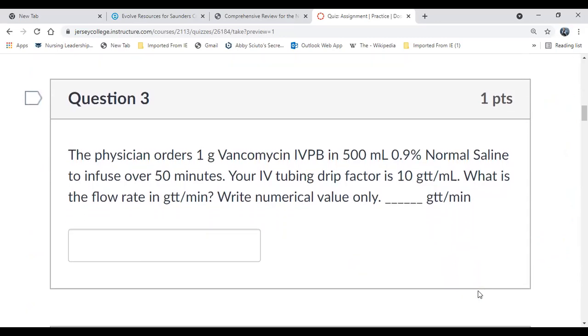So again, look at what your question is asking you. Our question is asking us for the flow rate in drops per minute. For flow rate in drops per minute, you need three things. You need your total volume in mLs, your total time in minutes, and you need your drip factor. Our total volume here is 500 mLs. It's going to infuse over 50 minutes. So in this case, our time is already in minutes. We don't have to convert.